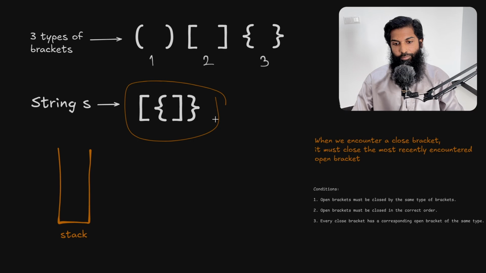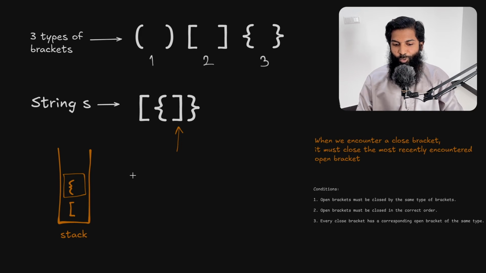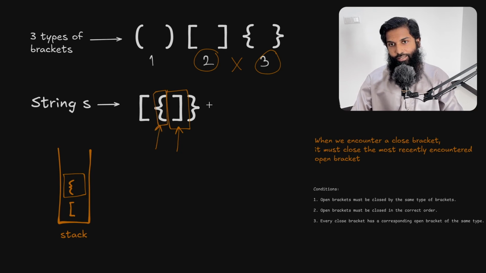What about this example? So here we come across an open bracket and push it into the stack. Next open bracket also will be pushed into the stack. Now we come across a close bracket. We check the top of the stack and it tells us that the most recently encountered open bracket is of type 3, whereas the close bracket that we are looking at right now is of type 2. The types are not matching. This means that this open bracket has not been closed in the correct order, which violates condition number 2, and therefore we immediately return false. We don't have to check the rest of the string.